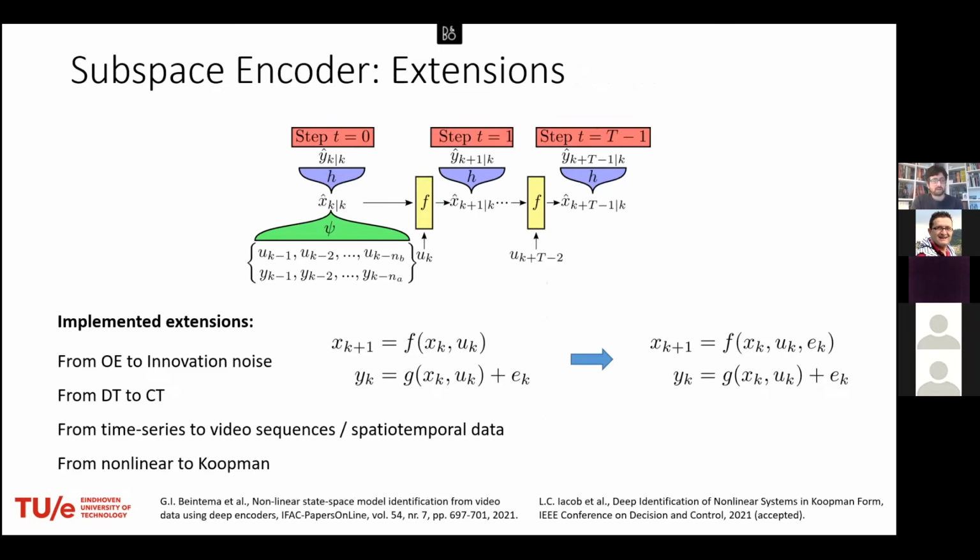Now, there are many extensions that can be done and that have been implemented already. We went from an output error setting to an innovation noise setting as well. You can go from discrete time to continuous time. Instead of considering time series, you can also consider video sequences of spatial temporal data. And we don't need to stick to a nonlinear state space type of representation. We can, for instance, also use other types of representations of F and H. An example of this is published in a paper where we use the same approach to identify a Koopman model.